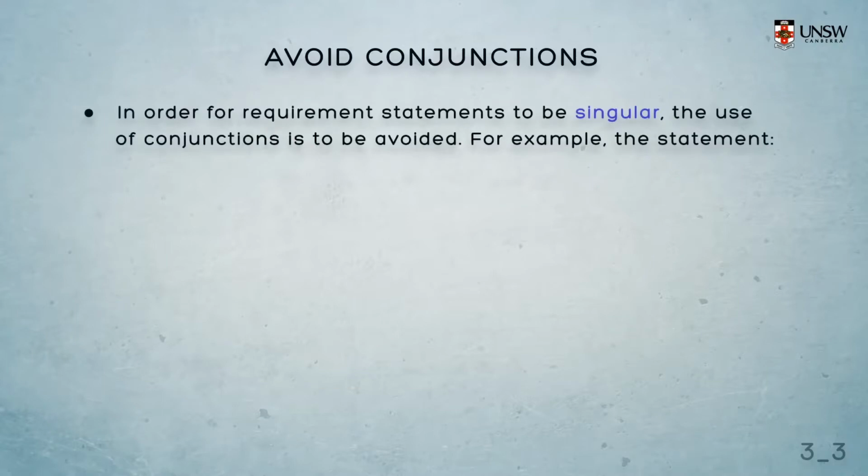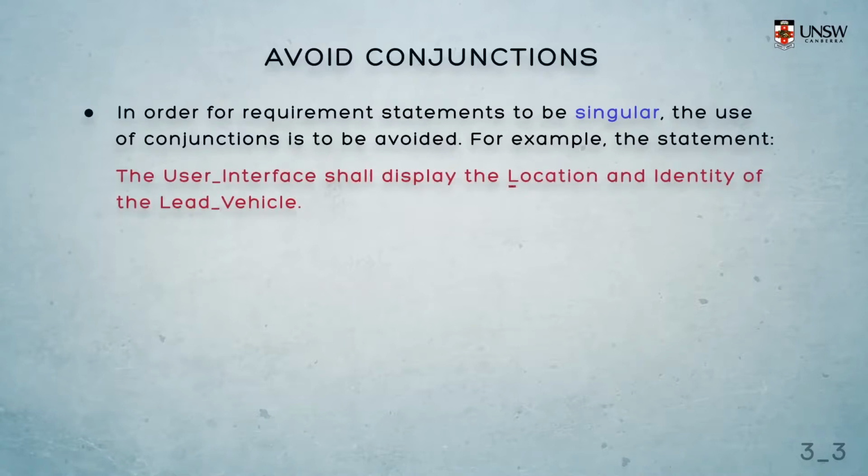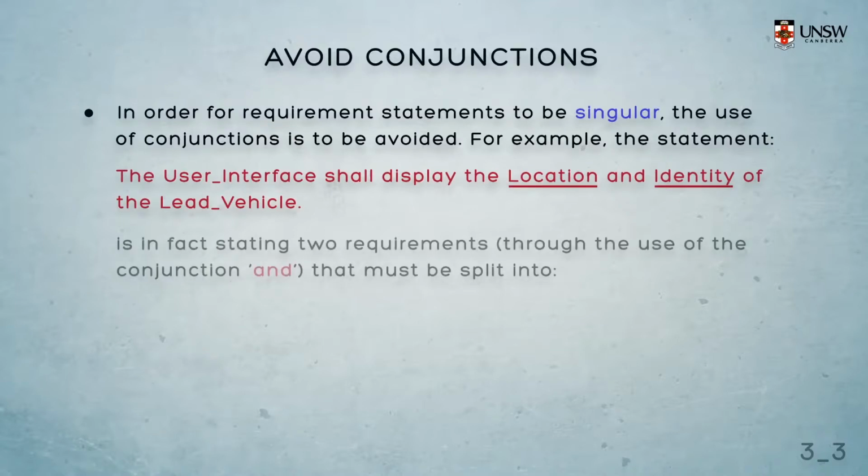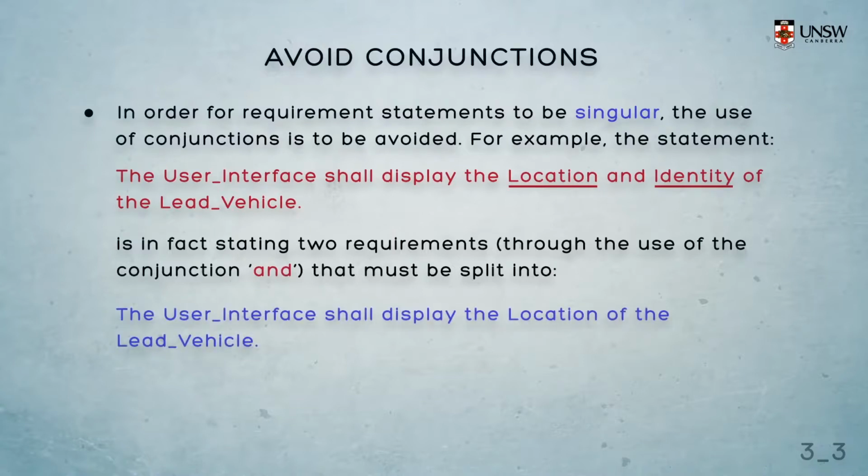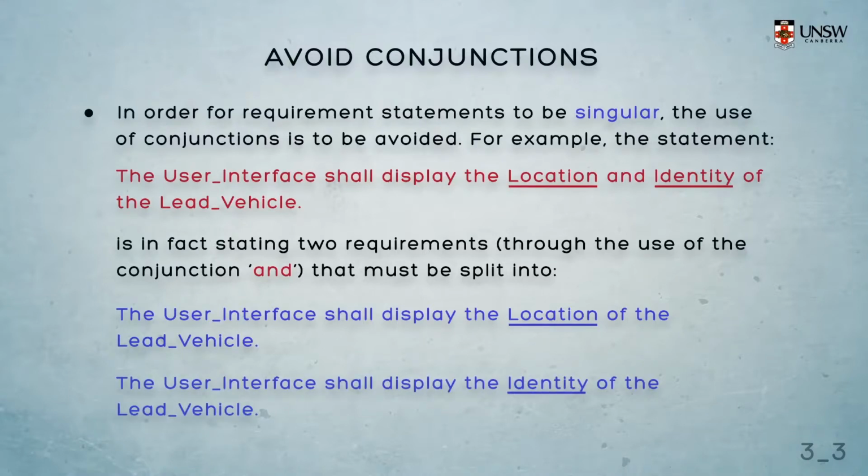So the first reason for avoiding conjunctions is to ensure that requirement statements are singular. Now remember, we're trying to write a single sentence to encapsulate a single requirement. So for example, if we say, the user interface shall display the location and identity of the lead vehicle, it's in fact stating two requirements through the use of the conjunction and. And we should split it to say that the user interface shall display the location of the lead vehicle and it shall display the identity of the lead vehicle in two separate sentences.